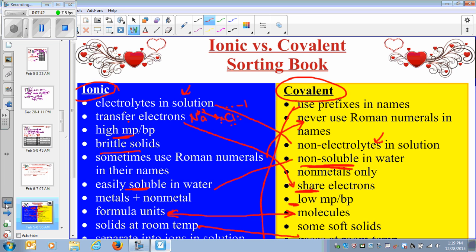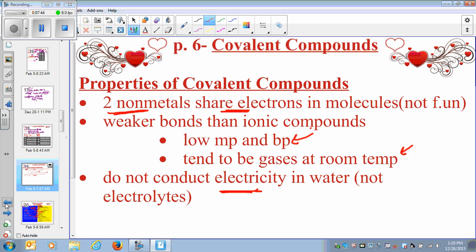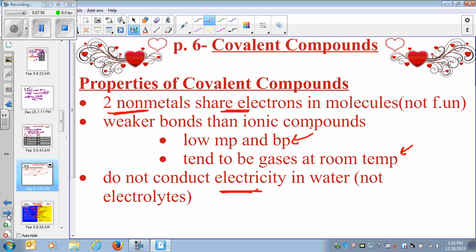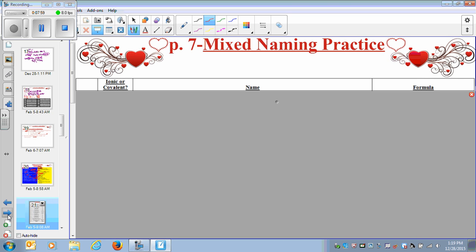You should be able to know what is a covalent compound. It is formed by the sharing of electrons between two nonmetals, and how to name compounds and how to write formulas. So I believe that's all for covalent compounds I need to know. And then next you need to do the mixed naming practice, and we will do that in the class.